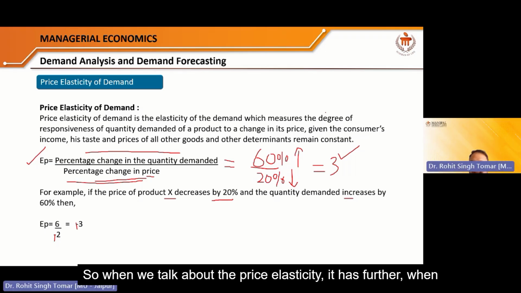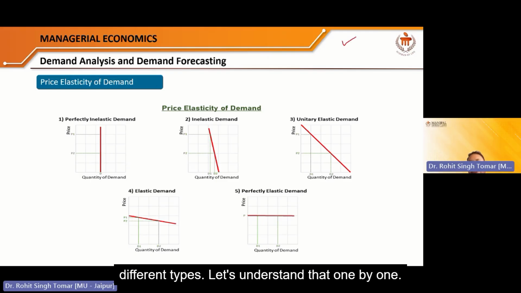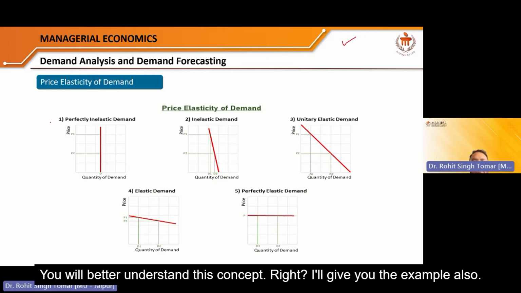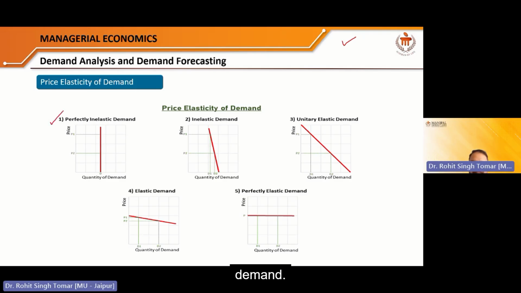So when we talk about price elasticity, as we go ahead, it can be divided into 5 different types. Let's understand that one by one. You will better understand this concept, right? I'll give you the example also. Case 1 is known as perfectly inelastic demand. So first of all, I'll write down the formula for you. What is the price elasticity of demand?